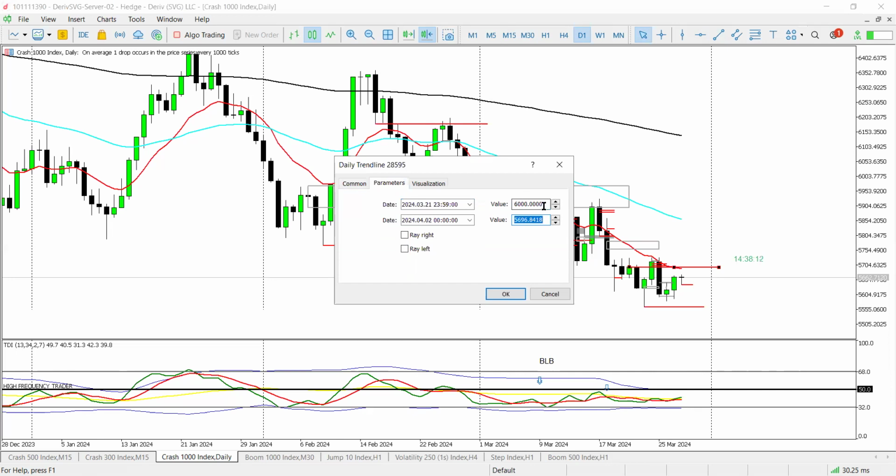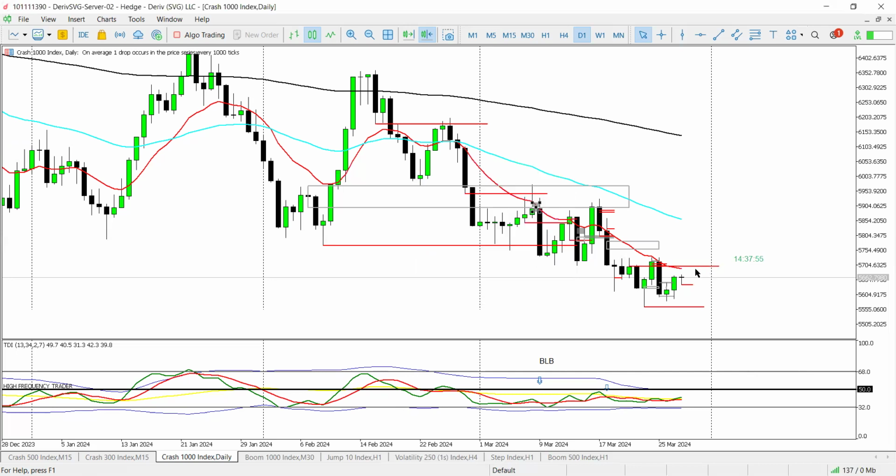Okay, sorry, not 6,000. It's 56.98, so we can round it up to 5,700. All right, 5,700. That's just a whole number area there. And I'm just using this because if you notice here, we've got the supply zone price tapped into it. So they might tap into it again, then come down, take out this liquidity, maybe before they retrace. That's just a potential play which could happen.